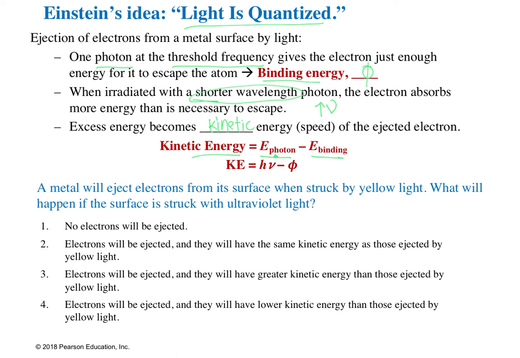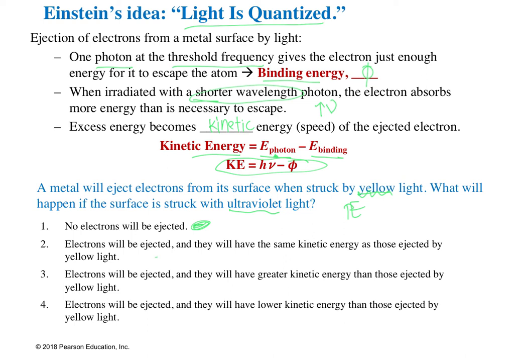So if we think about a piece of metal that is ejecting electrons when it's struck by yellow light. Okay, so what happens if it's struck by ultraviolet light? So we think about yellow. Who has more energy, yellow or ultraviolet? Well, we know that UV rays are more dangerous because they have higher energy, so that's higher than the minimum. If it was lower in energy, so we're thinking orange or red or infrared below, then we wouldn't have any ejected. That would be option 1. So that's not the case.